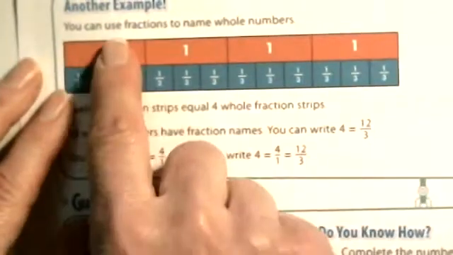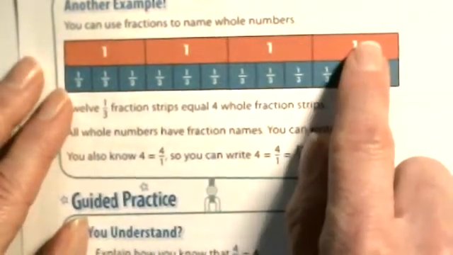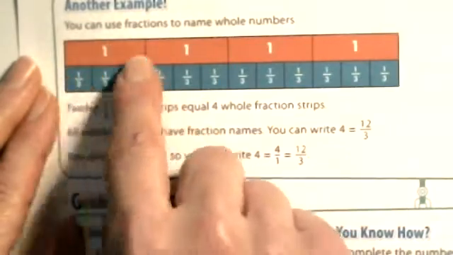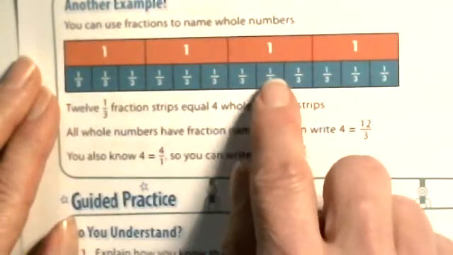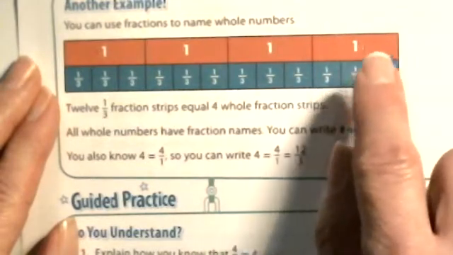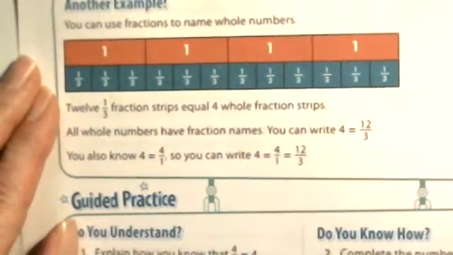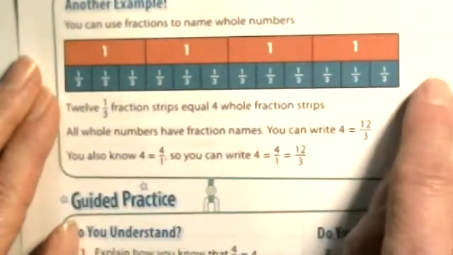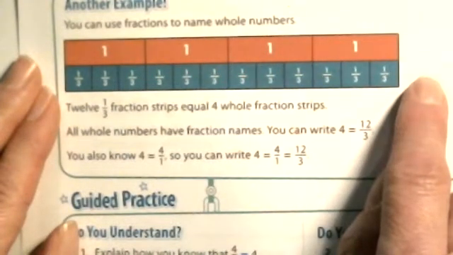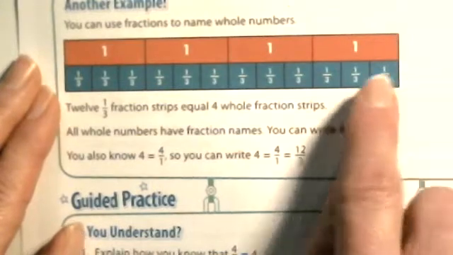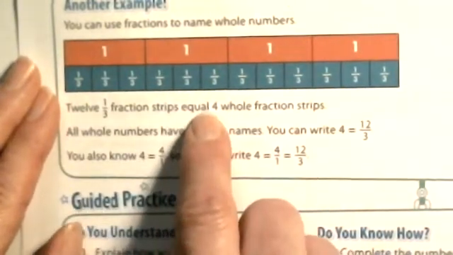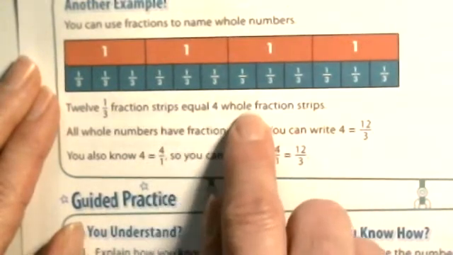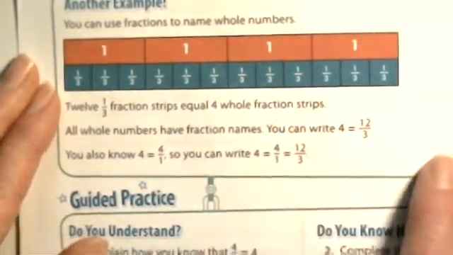So they're showing that if you had 4 wholes, you would have 3/3, 4/3, 5/3, 6/3, 7/3, 8/3, 9/3, 10/3, 11/3, 12/3. And if you know your multiplication, 3 times 4 is 12, 12/3. So 12 1/3 fraction strips equal 4 whole fraction strips.